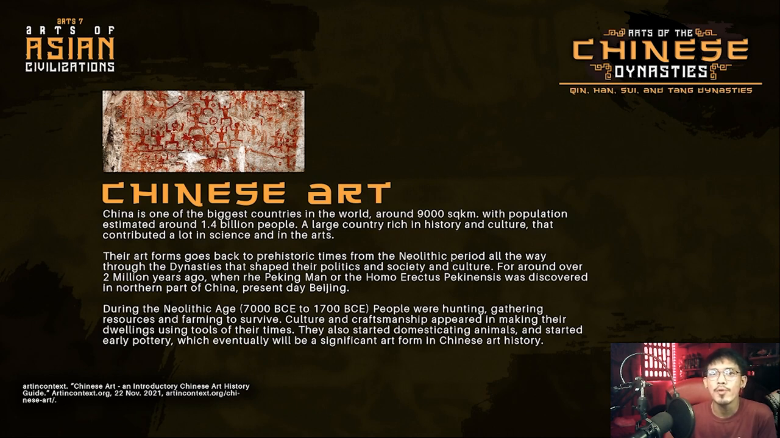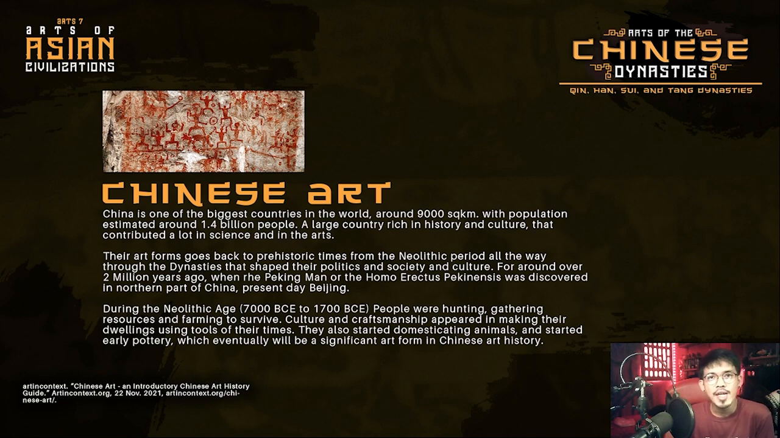For example, of course, in terms of deities, the West has only one deity, and the East has various deities in various religions also. So that's just an example. So let's start with the Chinese art.